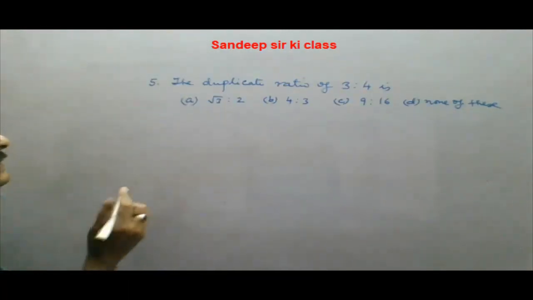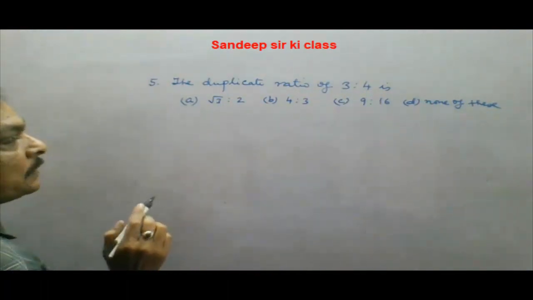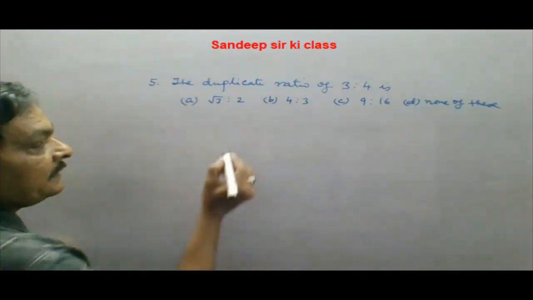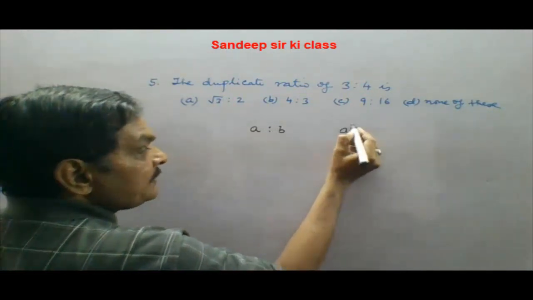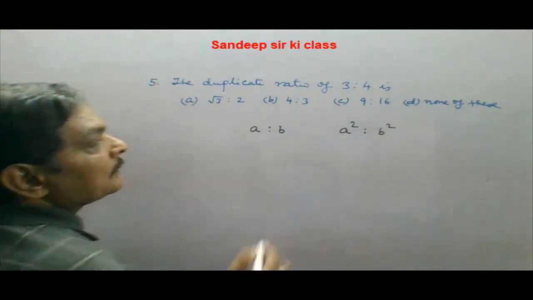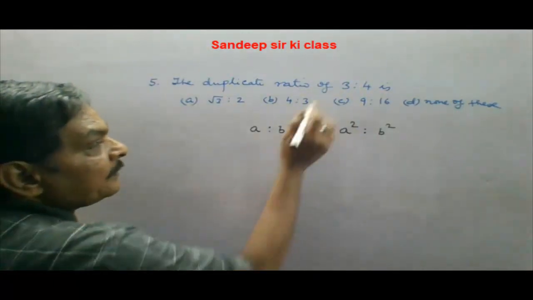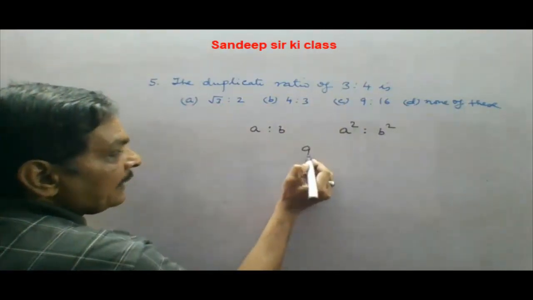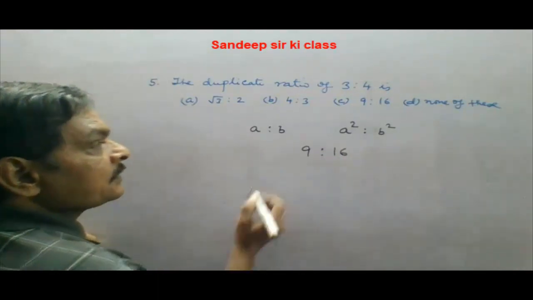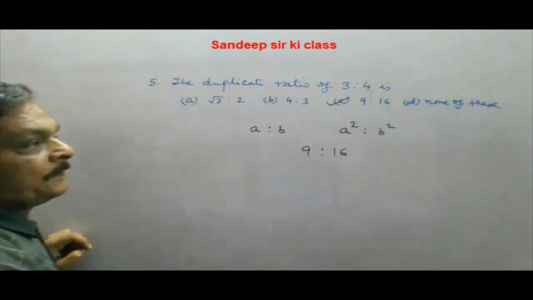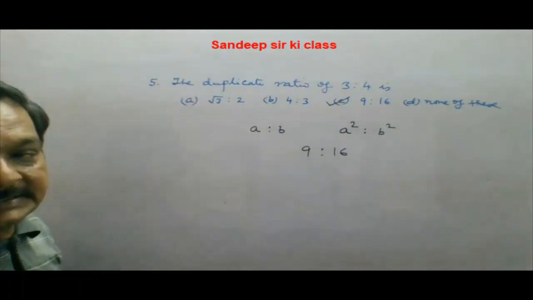Question number 5 is, the duplicate ratio of 3:4 is, and these are 4 options given to us. Now we know that if the ratio is A is to B, its duplicate ratio is A square is to B square. Therefore, when the ratio is 3:4, its duplicate will be 3 square, that is 9, is to 4 square, that is 16. Hence, option C is correct. 9:16. Now, we will see question number 6.